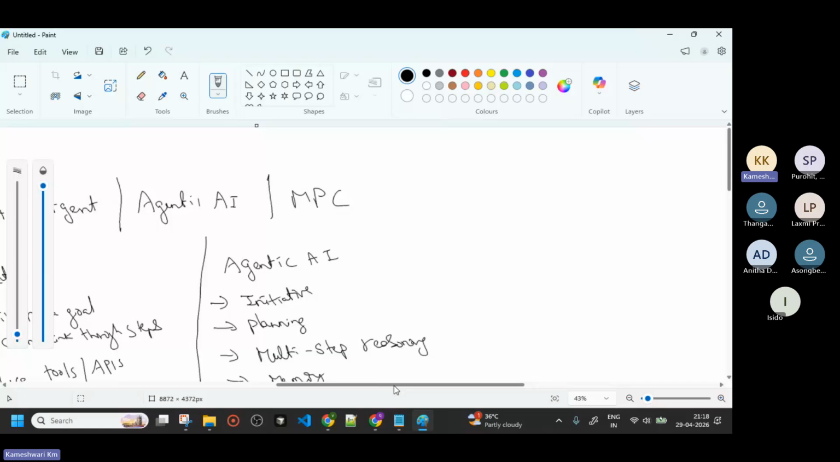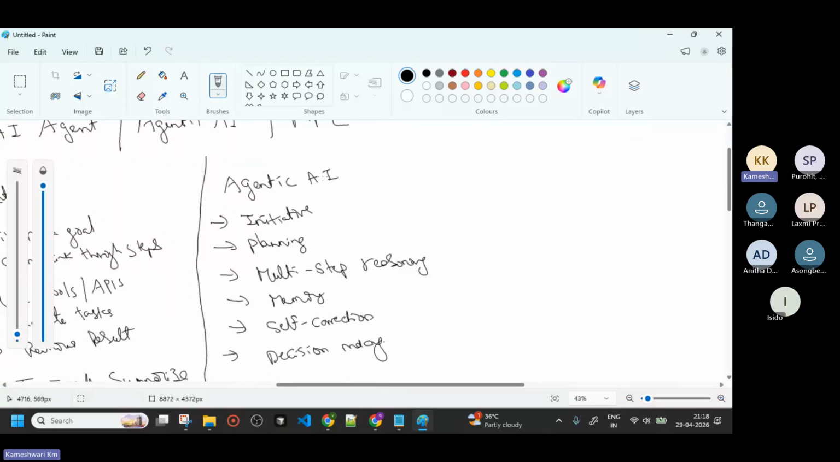But with the agent, it will do it on its own. It will think, it has a memory. The major thing in agentic AI is that it will take the decision itself, self decision. It thinks on its own. Okay, got it.